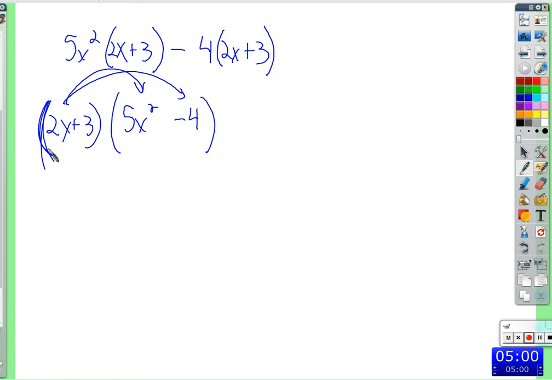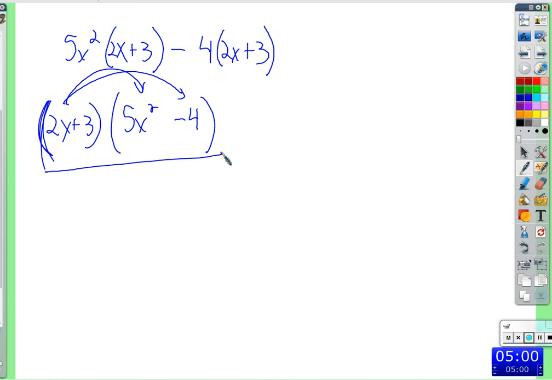And you might think, well, we're just kind of leaving things undone. Shouldn't we distribute everything together and then see what it is? Well, it just depends on what you're trying to do. If you're trying to multiply everything out, then yes. But if you're trying to factor, which is a little bit more difficult, then no. What we're trying to do is do this. Get it factored as much as possible.